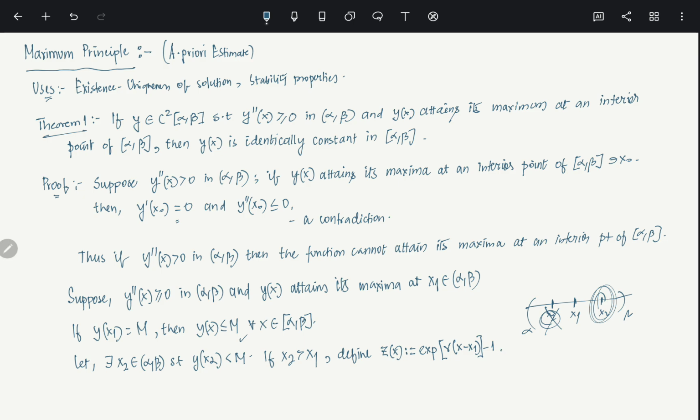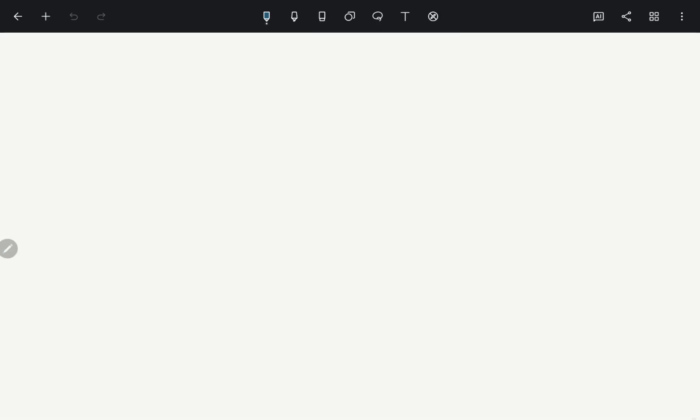What is the need of this function? Basically, we know that if y double prime is strictly positive for all x, then the maximum cannot be attained in the interior. We want to use this fact for the next part. For the next part, we know there are some points where y double prime can be 0 also. So we are building a new function like this.